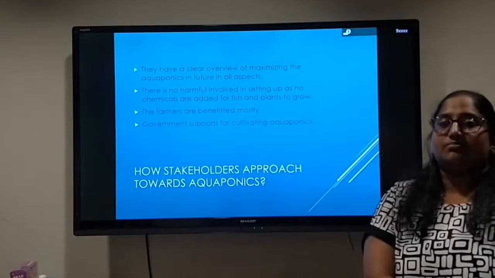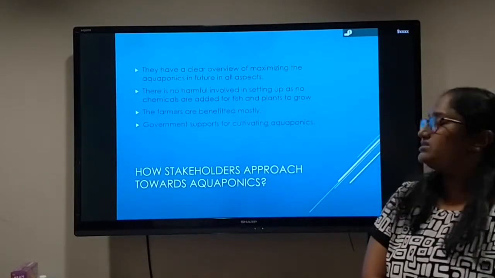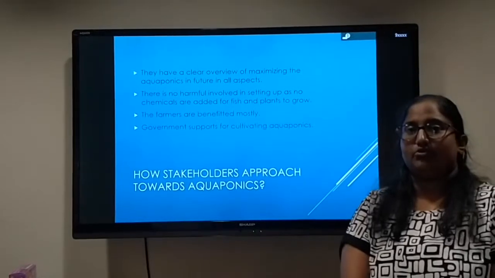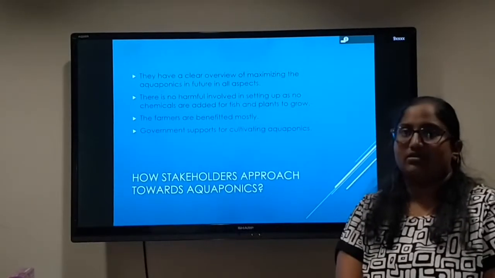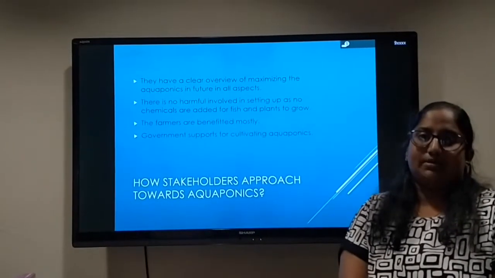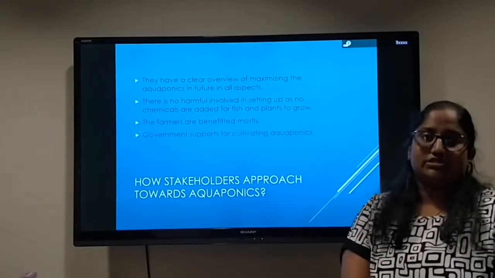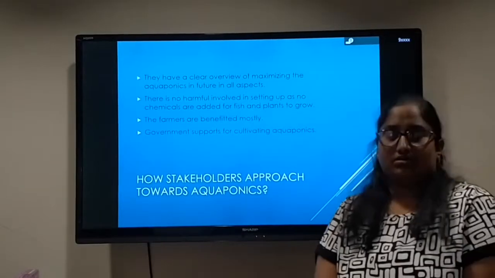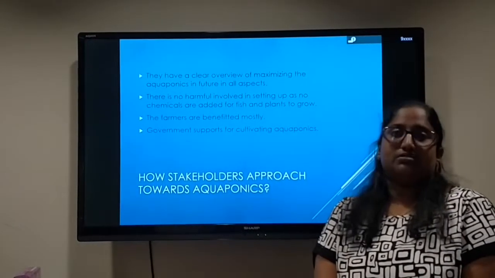Similarly, the farmers are mostly benefited, and in Australia we can see that certain food products are already in the market, for example cod liver, and some fishes are in the restaurants. And for this, the government partially supports cultivating aquaponics.